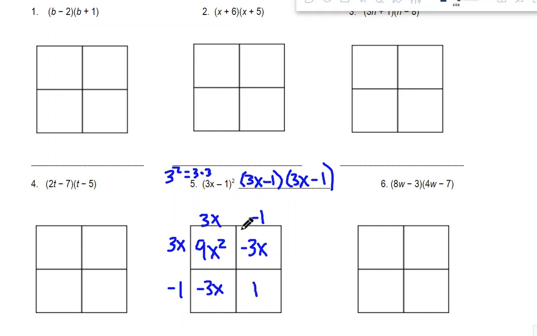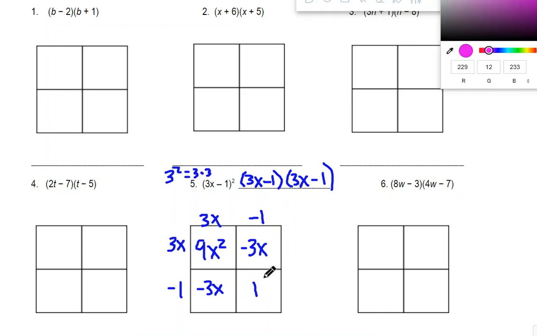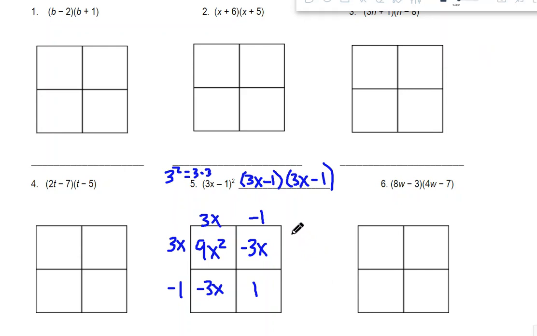Okay? So now I can combine my like terms and write it in standard form. This x squared I can't combine with anything, so it'd be 9x squared. Negative 3x minus 3x would give me negative 6x. And this 1 I can't combine with anything, so it'd just be plus 1. Okay? So try these other ones on your own. Pause the video, try these on your own. Get it checked by a teacher when you're done.